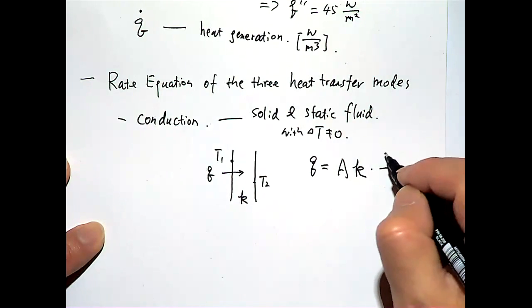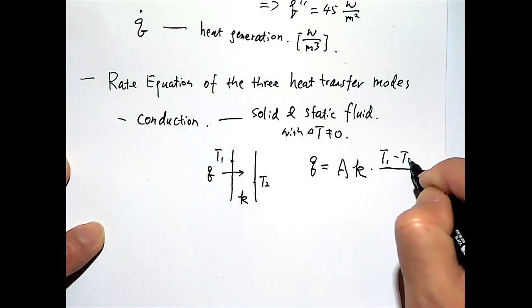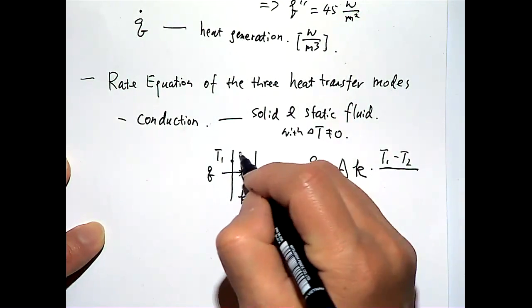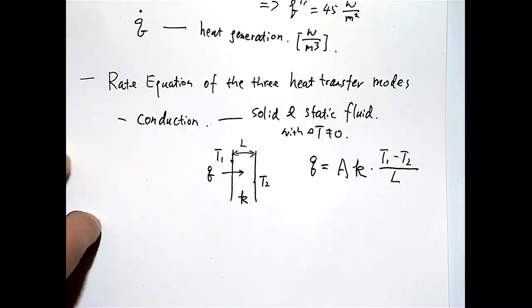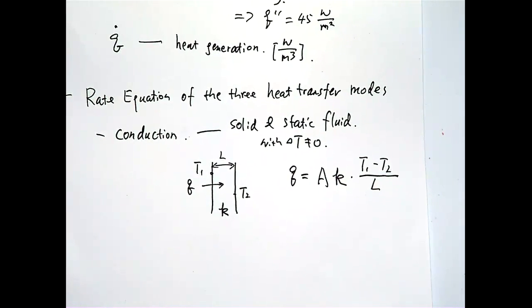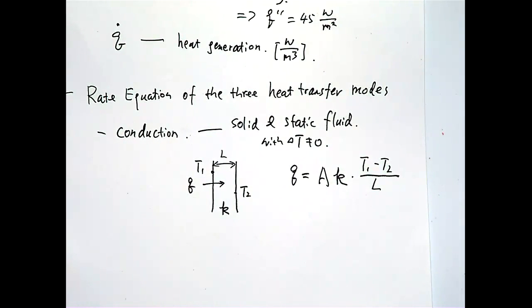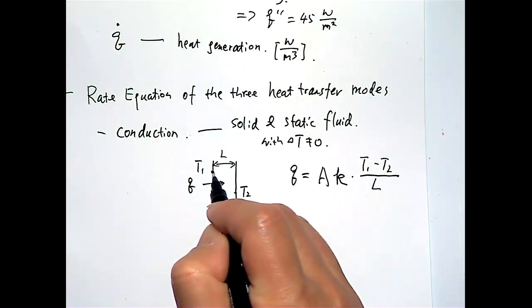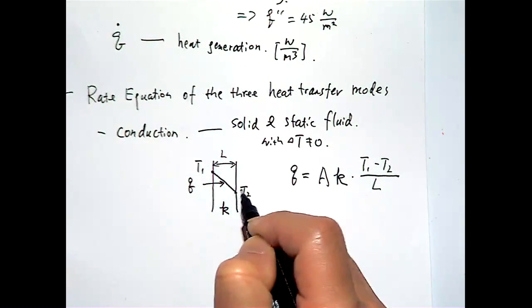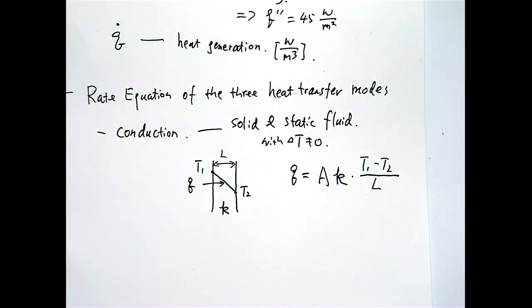between these two sides. So that will be T1 minus T2 divided by the thickness of the wall, which is L. So this is the simplest case for conduction. Based on that, you can see the temperature gradient. Actually, we are using a linear temperature gradient here. So this one is called Fourier's law, and we're going to discuss it in a little more detail later on.